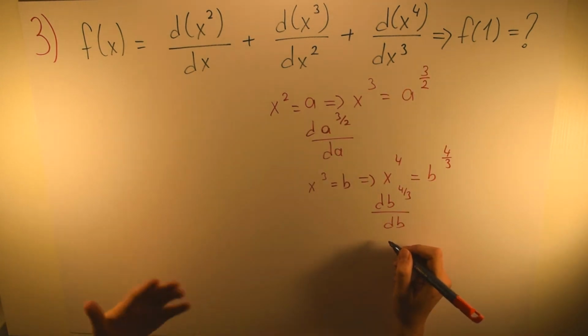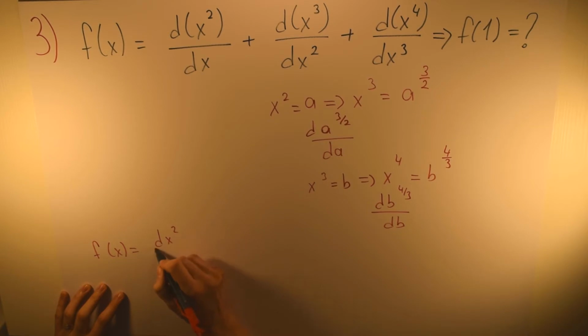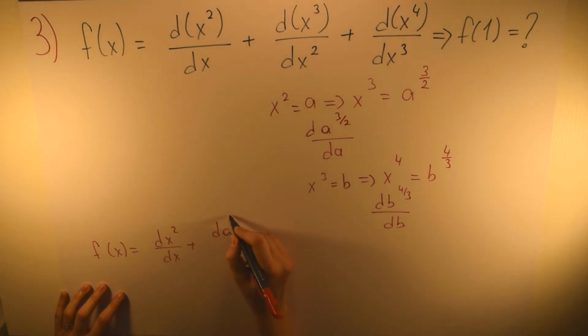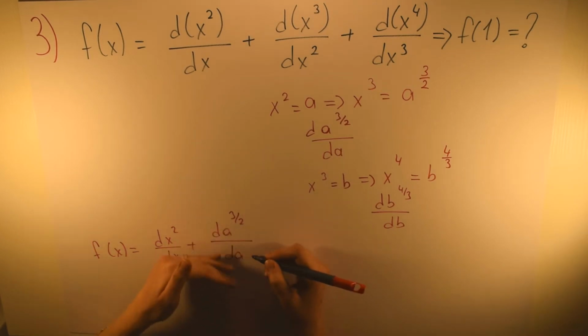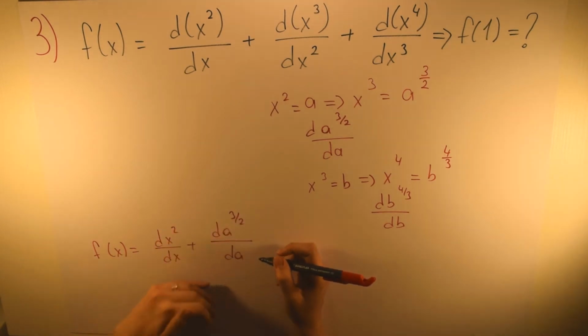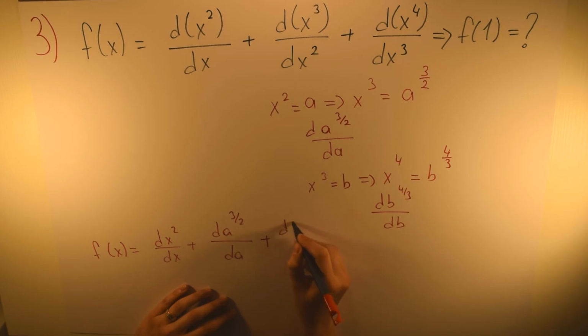Now let's rewrite our function. So our f of x is now equal to dx squared over dx plus dA to the power of 3 over 2 divided by dA. Of course, this is a derivative, not a fraction, a division. And then plus dB to the power of 4 over 3 over dB.